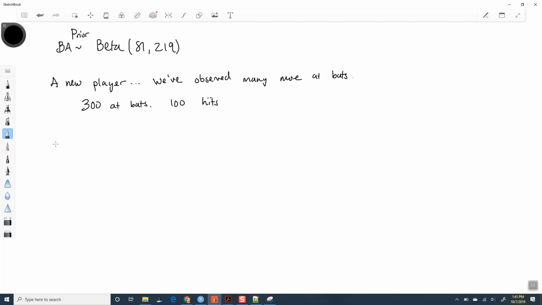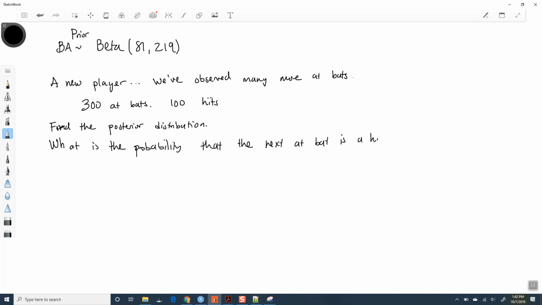All right, so let's just say we ask: find the posterior distribution. And then we'll ask, what is the probability that the next at-bat is a hit? For this question, finding the posterior distribution, you should be able to do by hand. And then for the probability that the next at-bat is a hit, just write 3 lines of code. Maybe even just 2, to answer.